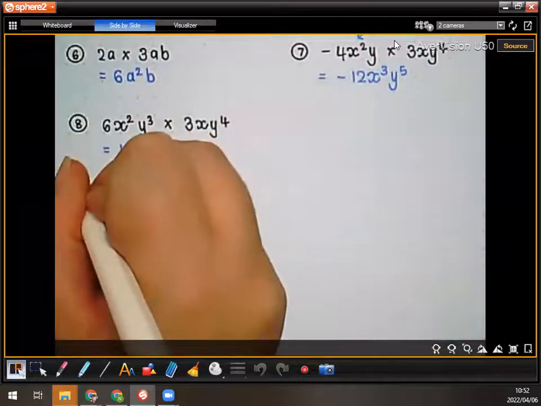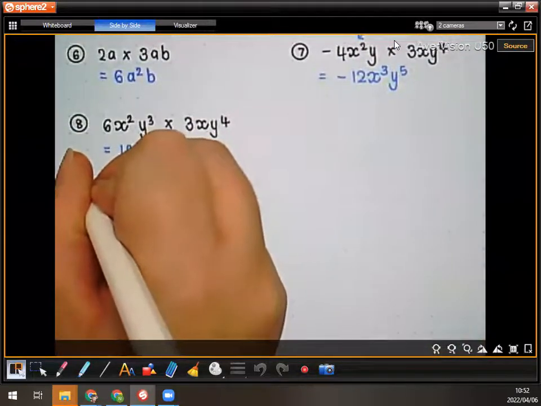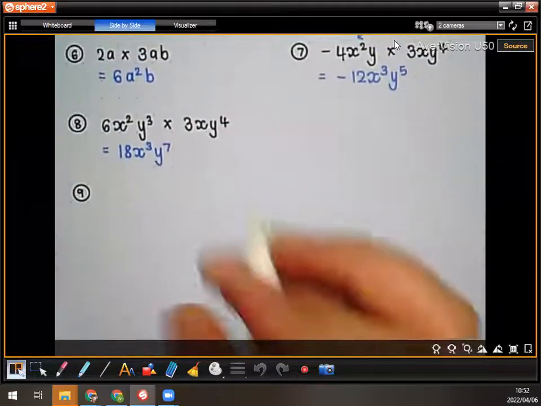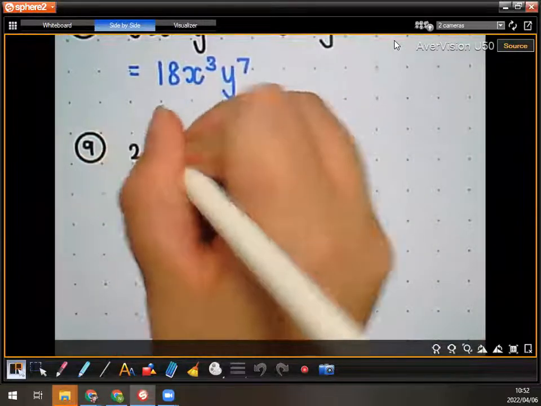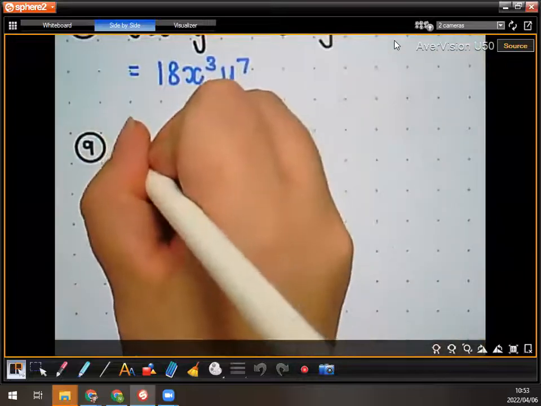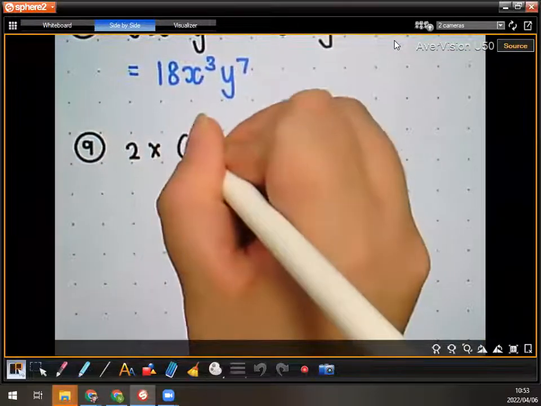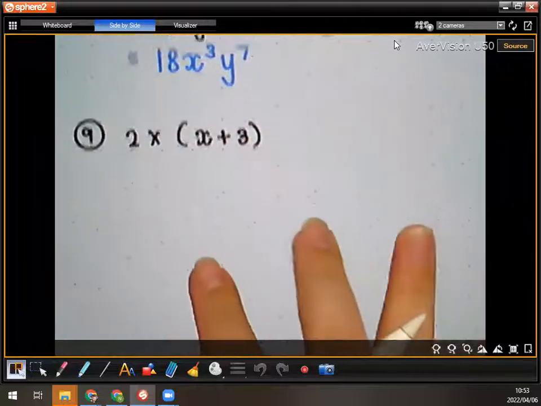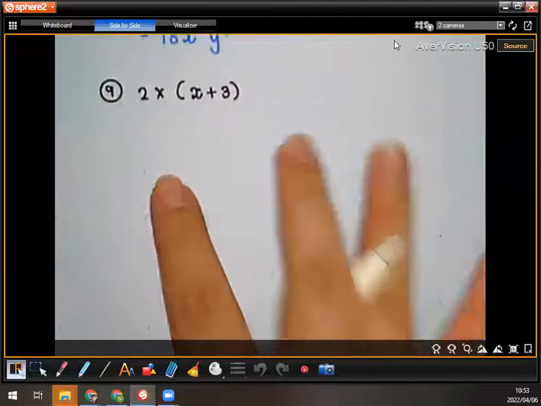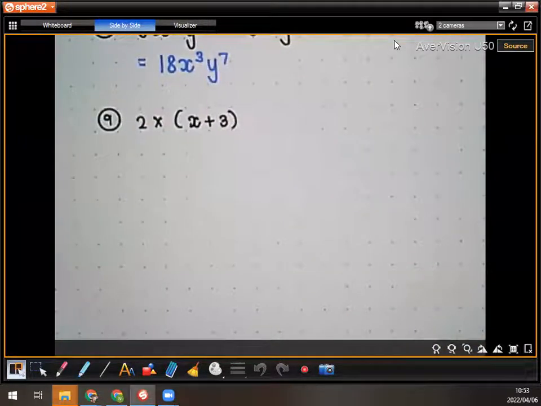All right. Okay, let's do something different now. It's similar, but it's slightly different. Now we are going to do this: 2 times x plus 3. And some of you have asked me about this last term already. How would we do that? And then I said we're going to get to it still. All right, so now I'm saying 2 multiplied by a bracket.